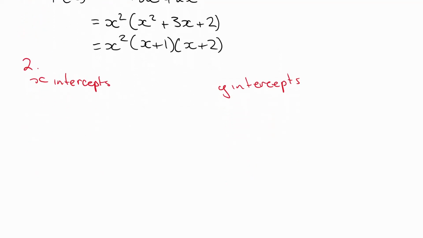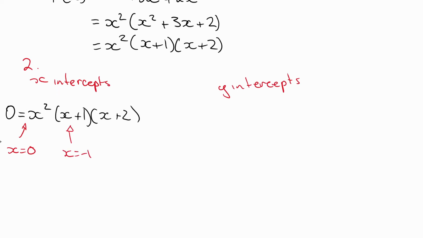Okay, so our x-intercepts are just going to be, well, what do our x's need to be? So if I write this out down here, we have x squared times x plus 1 times x plus 2 equals 0, because remember x-intercept is when y equals 0. This x will need to be 0, because anything times 0 is 0. This x is going to be -1, and this x here is going to be -2.